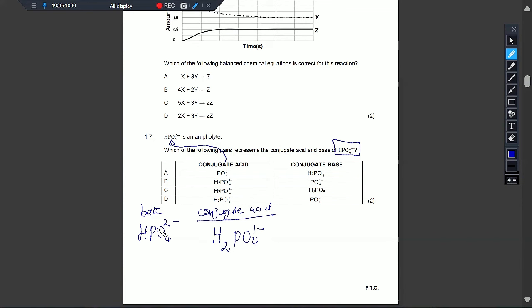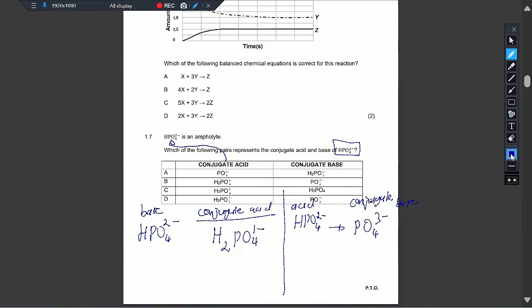So the 1 minus indicates that a proton now has been accepted, right? But then this side here, if the same substance acts as an acid, then it has to donate a proton. So if it donates a proton, then it becomes PO4 3 minus, and this becomes the conjugate base, right?